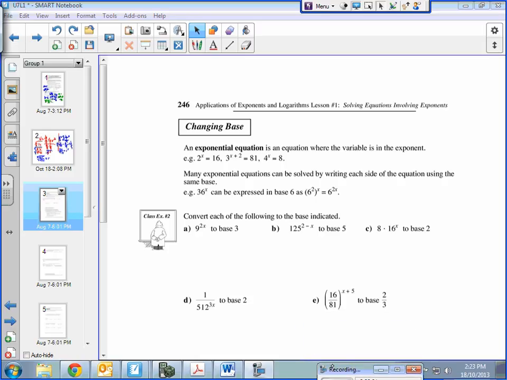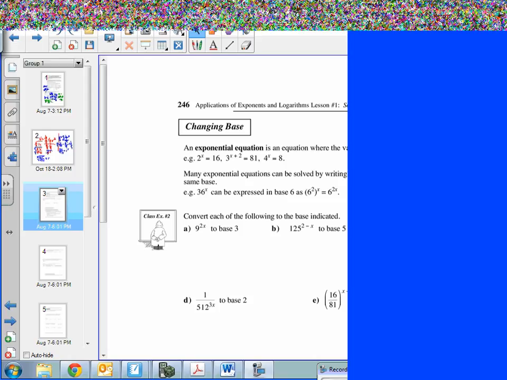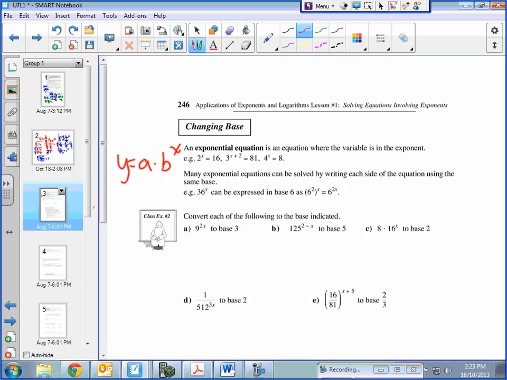Changing bases. Every time you have an exponent, we talked about y equals a times b to the x. Your base is b. Your base is always the big number under the exponent, okay? So every time I say base, it's always the big number under the exponent.